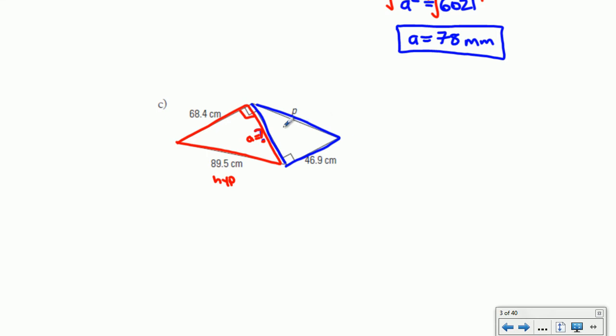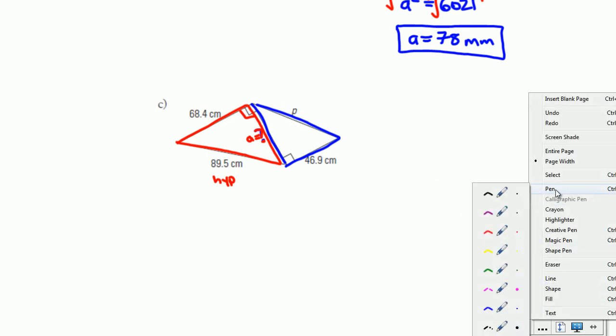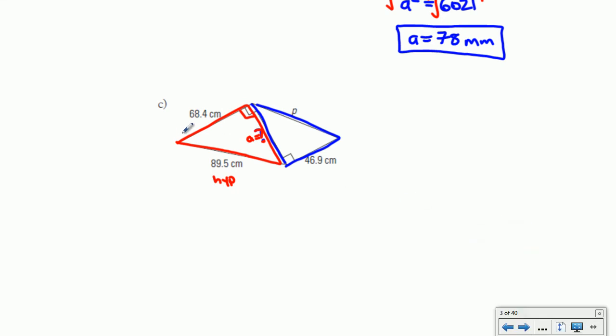Here we are. I gave you a little bit of a hint last time. So the first thing you needed to do was solve for this missing side length. So you need to use Pythagoras' theorem: a squared plus b squared equals c squared. Remember, the hypotenuse always has to be c. Alright, so let's go ahead and substitute what we know.